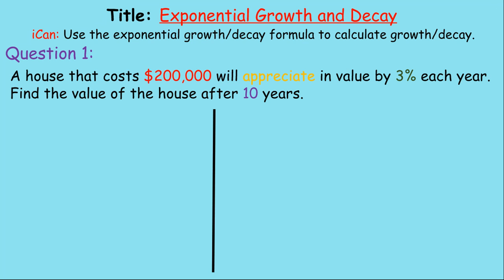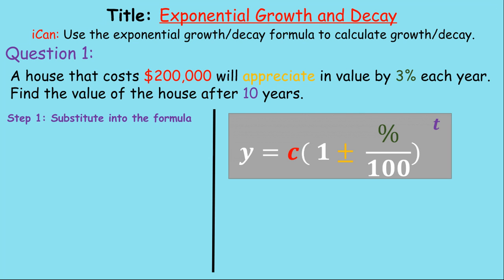We've been asked to work out: if a house costs $200,000 and it appreciates in value by 3% each year, find the value of the house after 10 years. Well, this is really easy to do. The first thing we need to do is step one, and that's just substitute it into the formula. What formula, I hear you ask? Well, the exponential growth and decay formula, which I have put here.